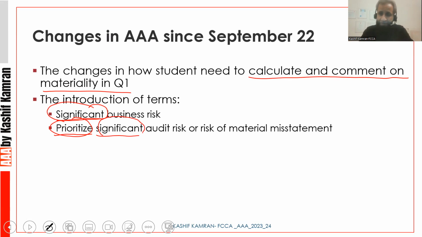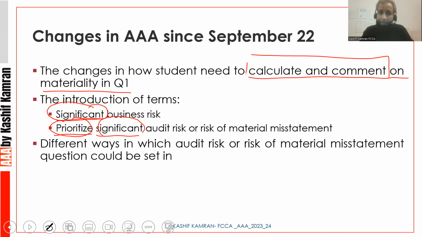And then again, what are the examiner's expectations with calculating and commenting on the materiality in the first question since September 22 exams? There are different ways in which an audit risk or risk of material misstatement question could be set, and this was clarified by the examiner in the article written under the syllabus area D, which I even mentioned on the day 1 in exam techniques, approaching section A question. If you read through that article, the examiner has given you different ways in which a question on audit risk or risk of material misstatement could be tested in the future exams. And already one example of that does exist in the June 23 exams, and I'll be showing you that ideally today or day 3.